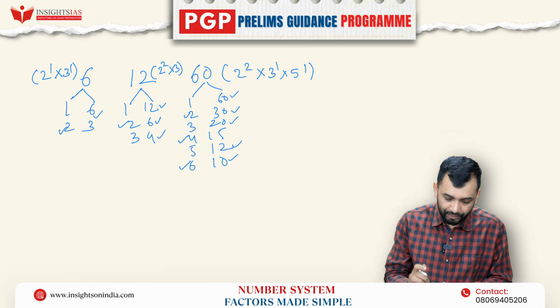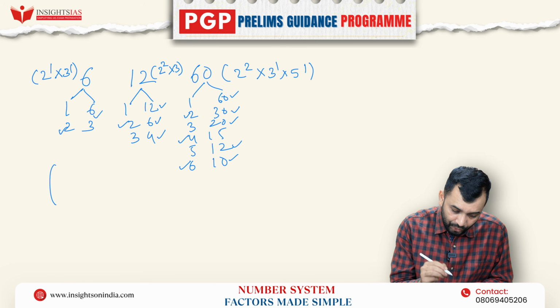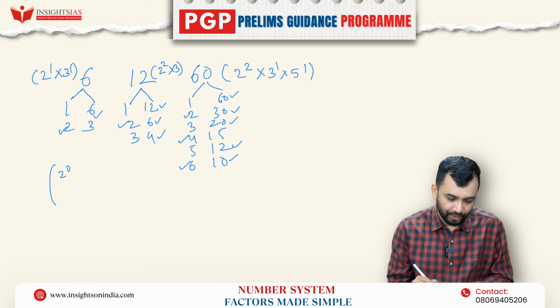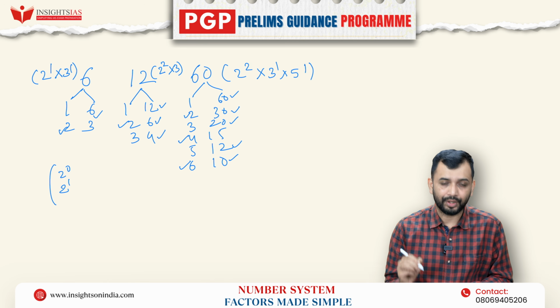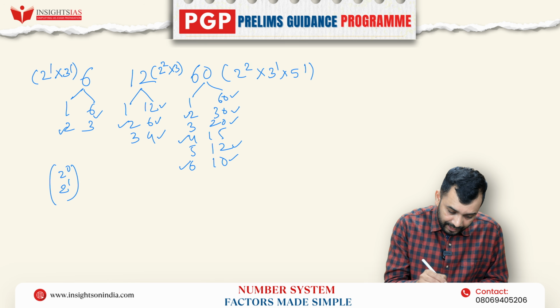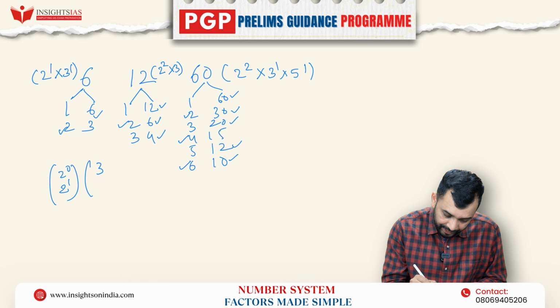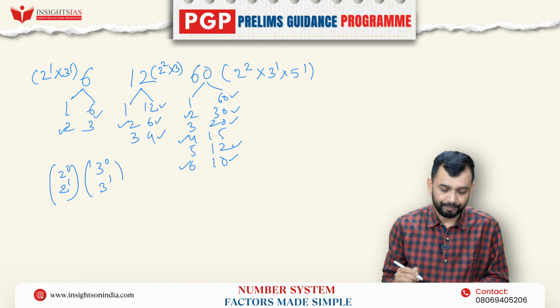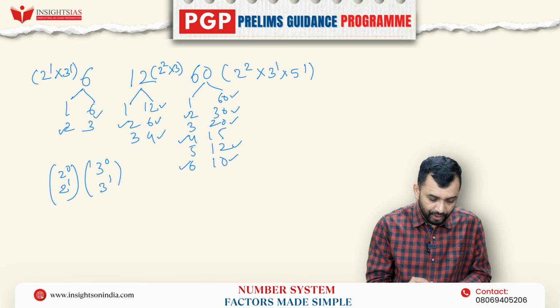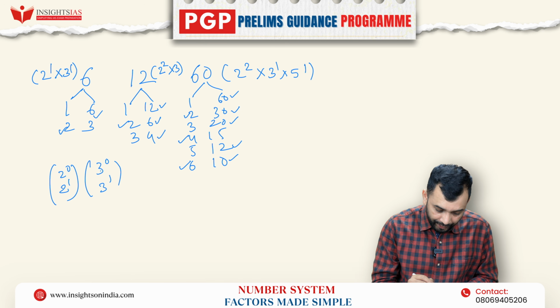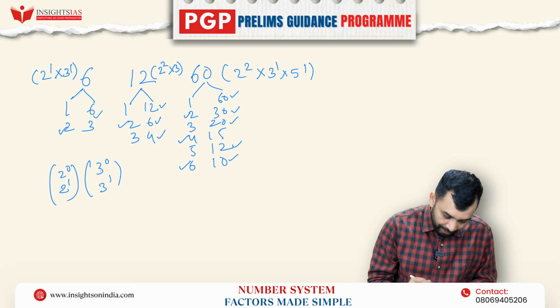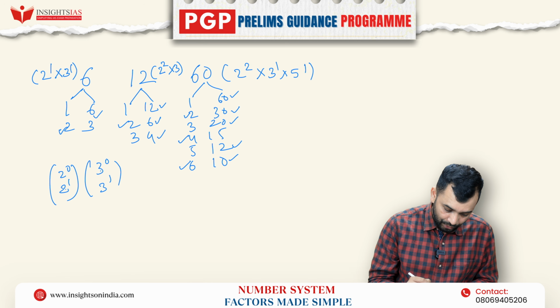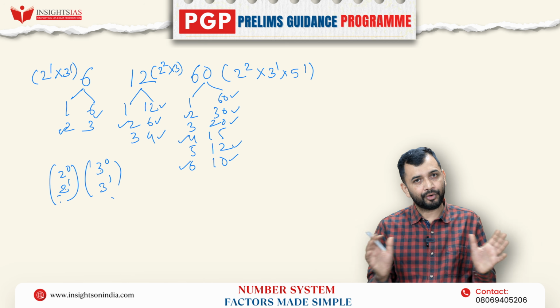How have we got all the factors? We have written 2 to the power of 1 as 2 to the power of 0, 2 to the power of 1. Similarly, 3 to the power of 1, how have you written? 3 to the power of 0, 3 to the power of 1. And while finding the factors, what did we do? 1 into 1, 1. 1 into 3, 3. Similarly, 2 into 1, 2. 2 into 3, 6. Like that we have calculated.